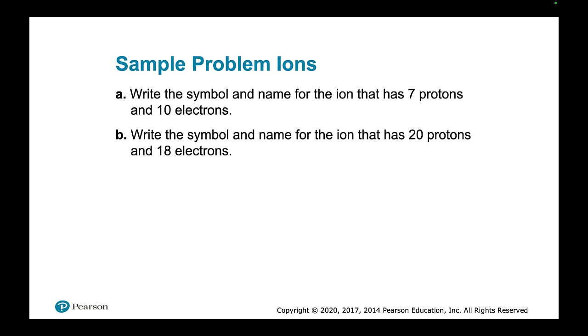So we're going to jump into some sample problems. The first is we're going to write a symbol and name for an ion that has 7 protons and 10 electrons. And then we're going to do the same and write the symbol and name for the ion that has 20 protons and 18 electrons.